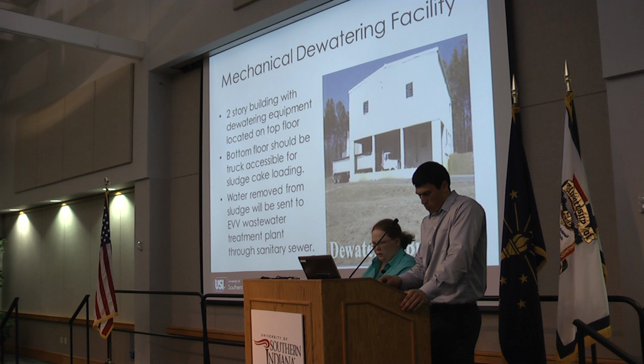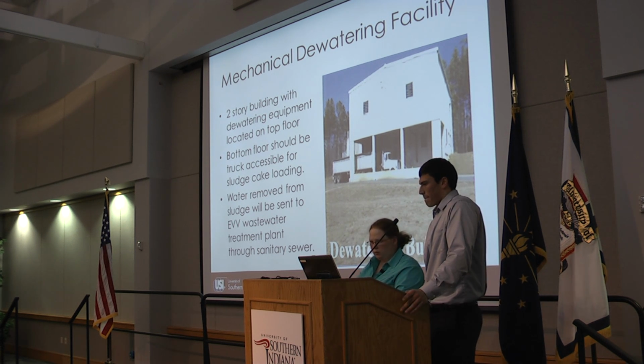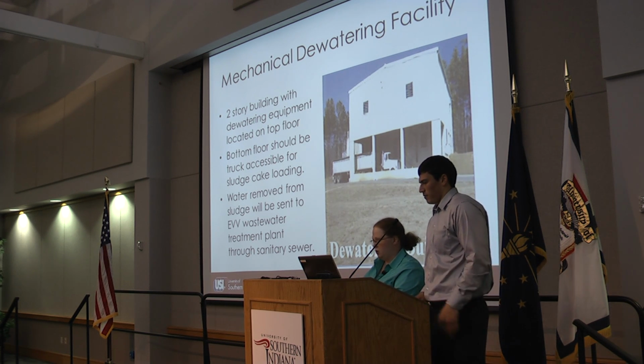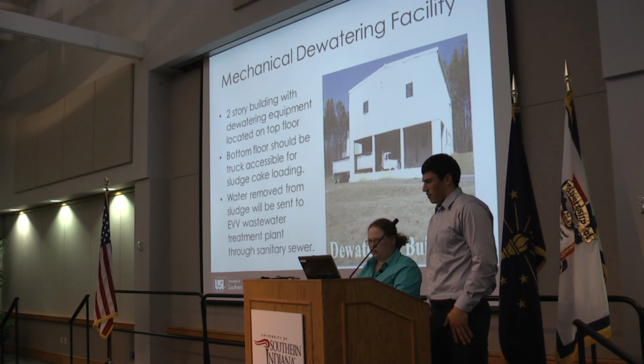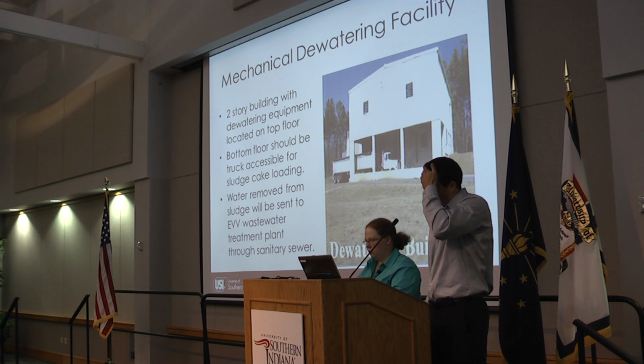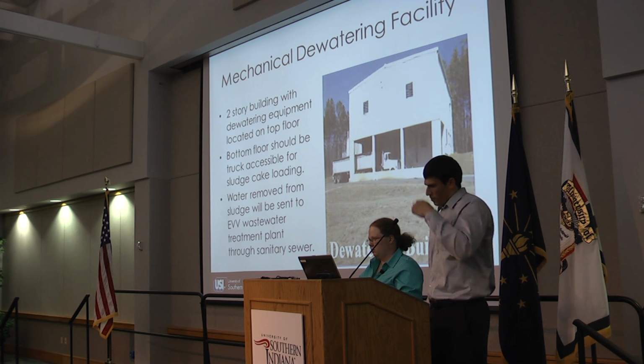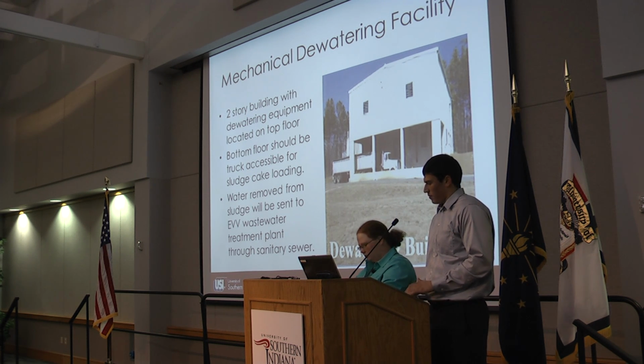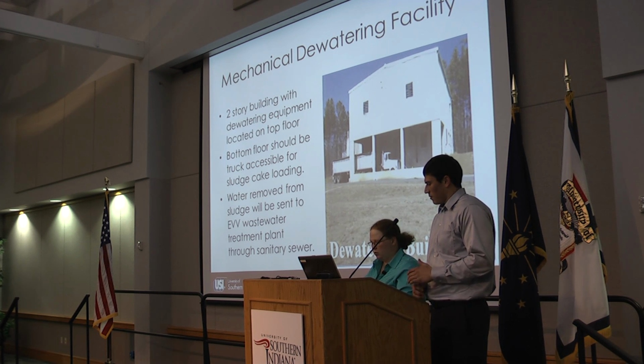So in addition to what we've covered here, a mechanical dewatering facility will need to be designed for this system to operate. It should be a 2-story building with the dewatering equipment located on the top floor. The bottom floor should be truck accessible for loading of sludge cake. And water removed from the sludge will be sent to the Evansville wastewater treatment plant through the sanitary sewer. It is also ideal for hoppers to be placed underneath the dewatering equipment for storage in between loading into trucks.